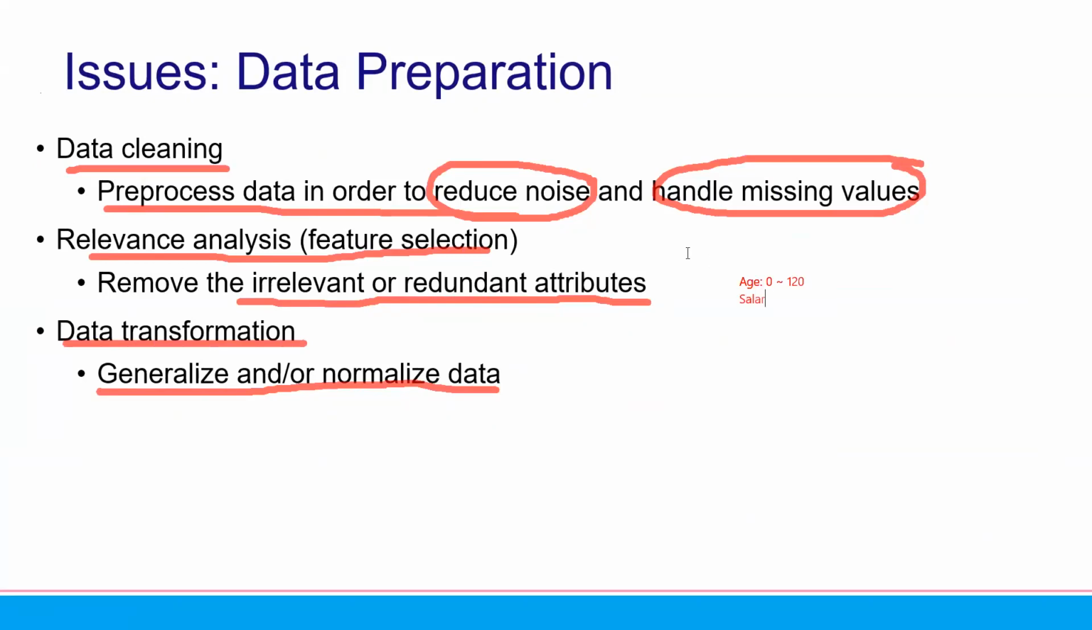But what about the salary? Salary in Korea, the minimum is, let's say, 1 million won. This is the minimum. But what is the maximum? We don't know. Maybe let's say 100 million Korean won. Okay. So the range value is very big. The range of age is only from 0 until 120, but the range of salary is very huge.